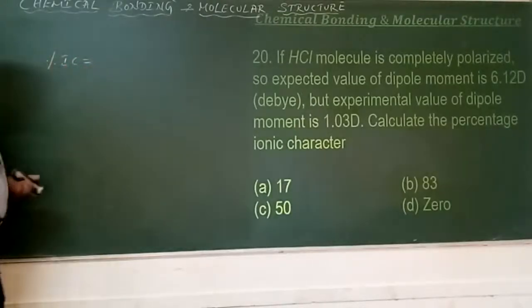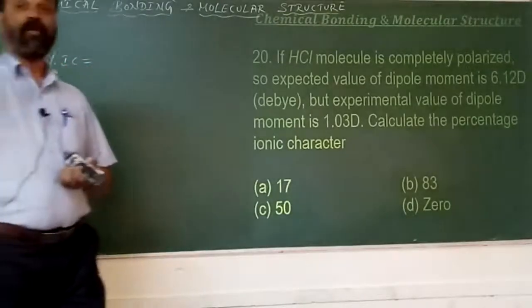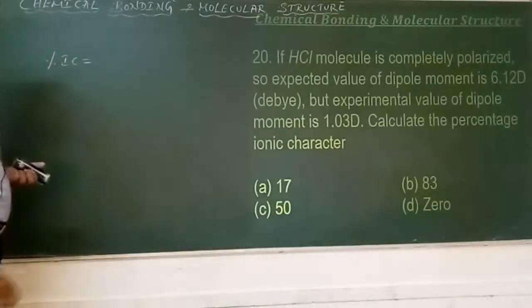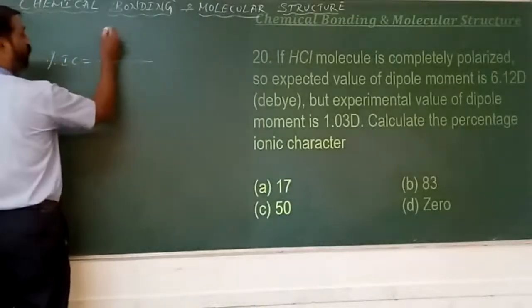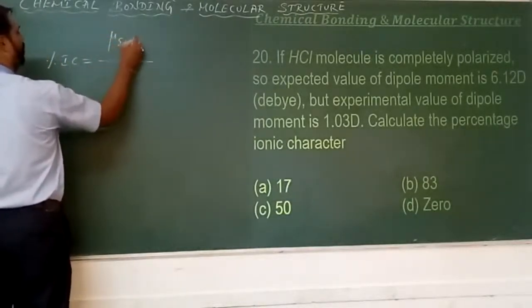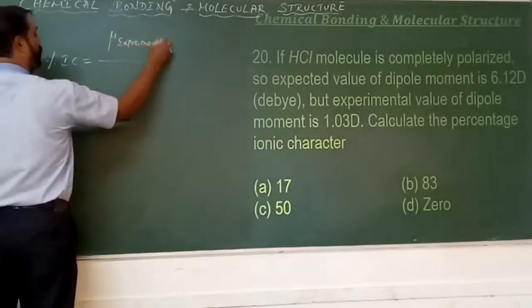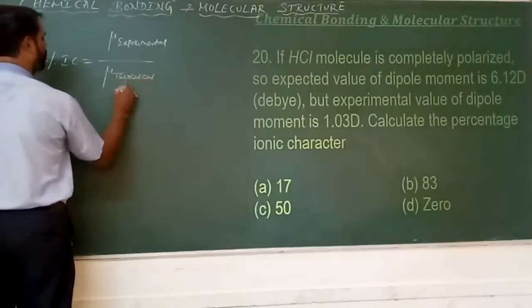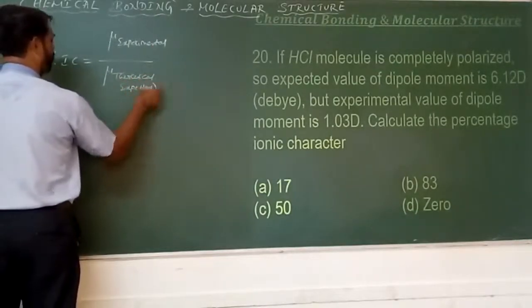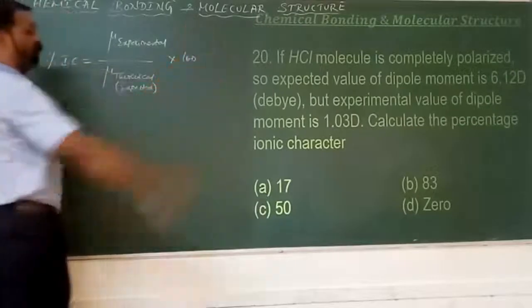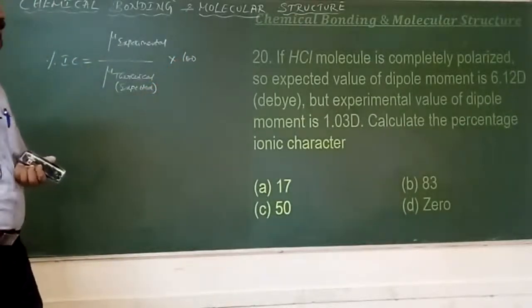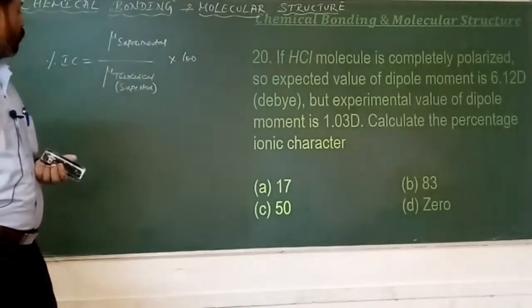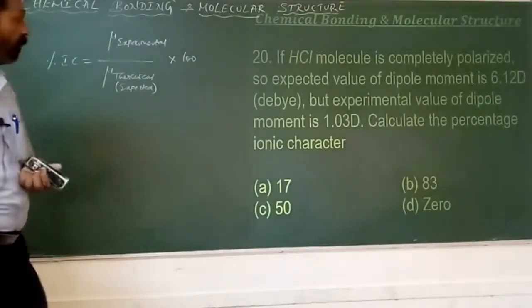Ionic character. Previously, I mentioned it in the form of mu divided by the charge into the interatomic distance. There is another formula. It is mu of experimental divided by mu of theoretical. Theoretical, we can also say expected. To find it in the form of percentage, it is the ratio of the experimental dipole moment divided by the observed, also called the theoretical or the expected dipole moment, into 100.